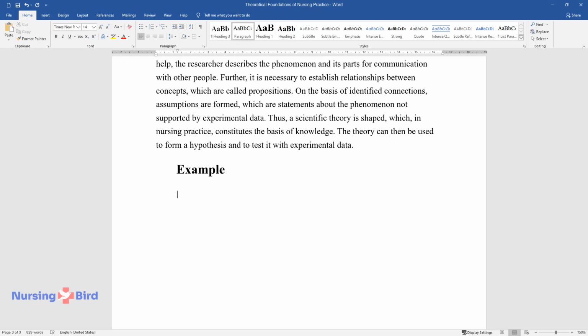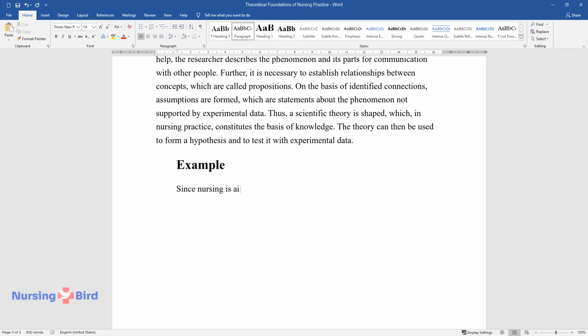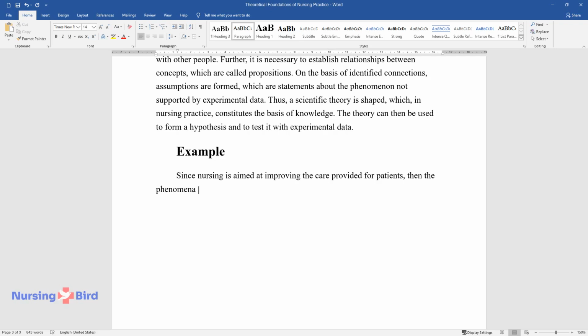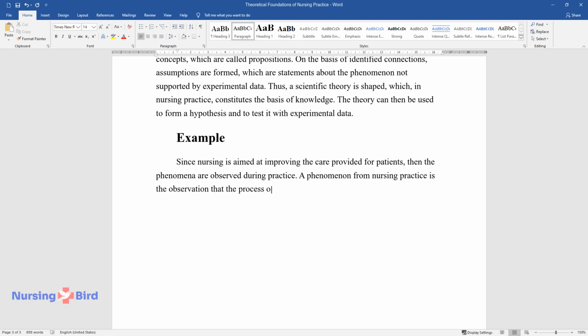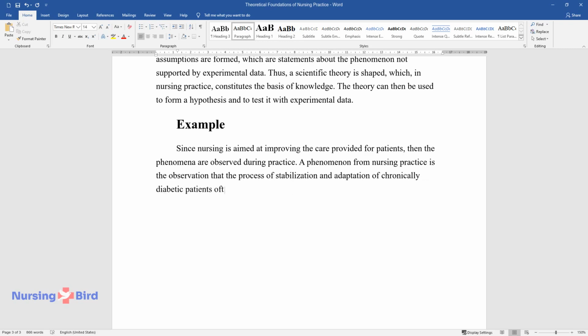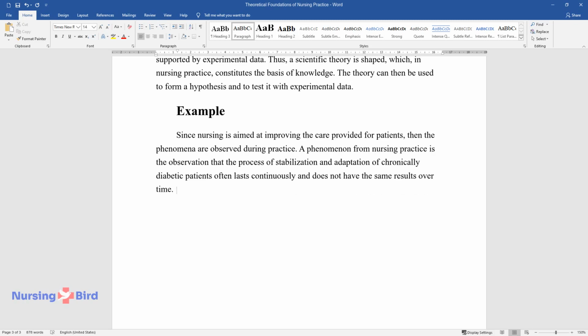Example. Since nursing is aimed at improving the care provided for patients, then the phenomena are observed during practice. A phenomenon from nursing practice is the observation that the process of stabilization and adaptation of chronically diabetic patients often lasts continuously and does not have the same results over time. Thus, the outcomes of patients with equal medical and nursing activities are different.